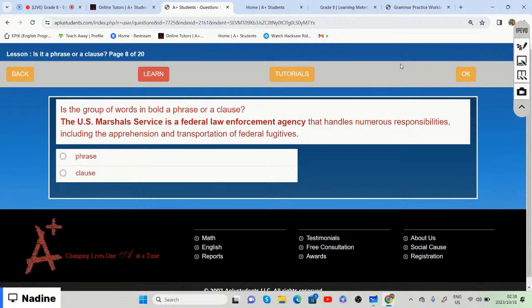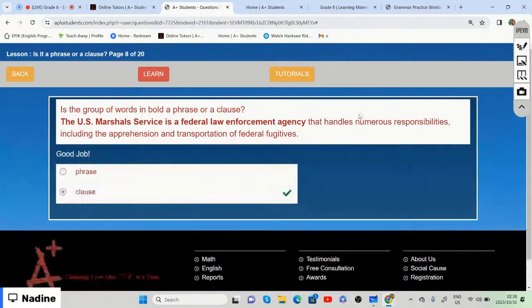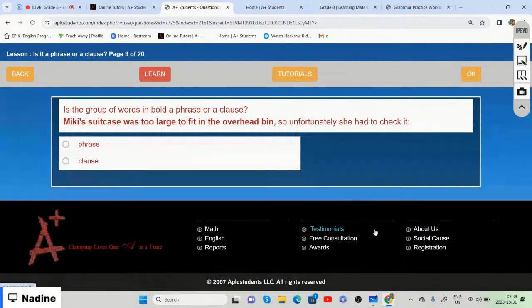So if we look at this, the U.S. Marshals Service is a federal law enforcement agency. We can say this is a clause. It's a clause because it can stand on its own as a sentence.